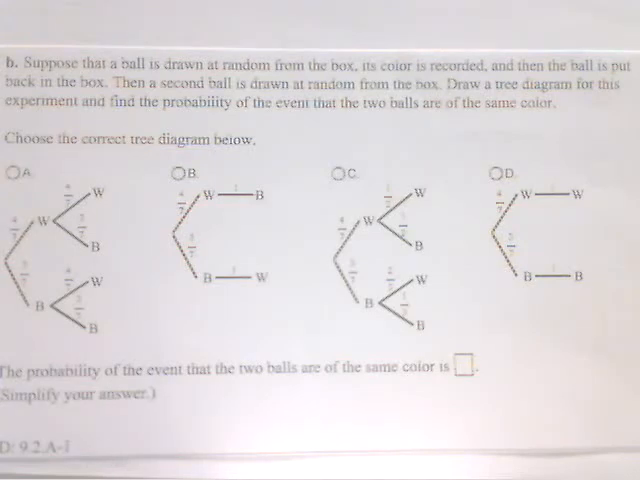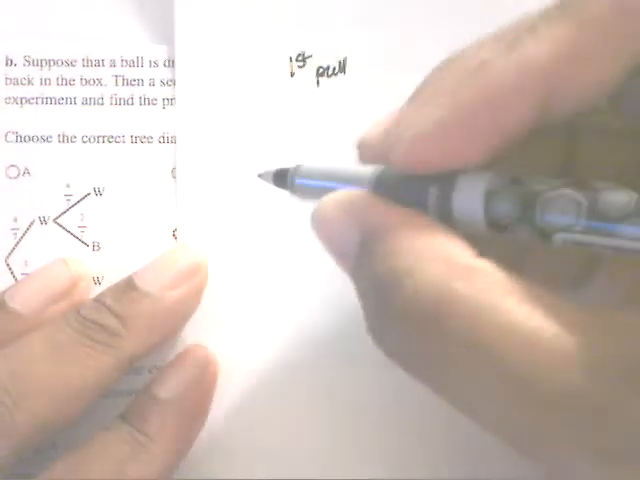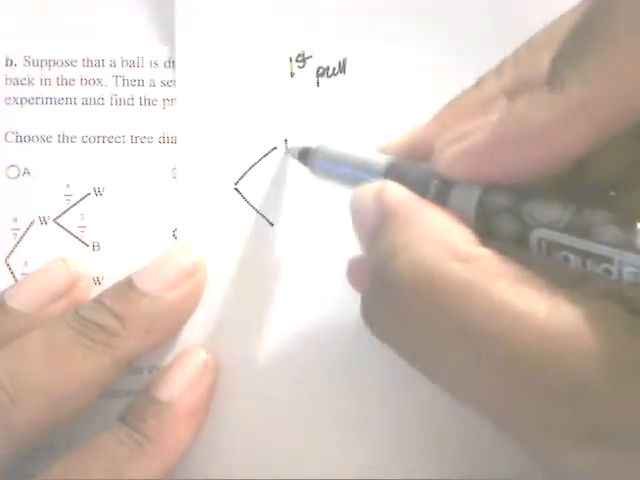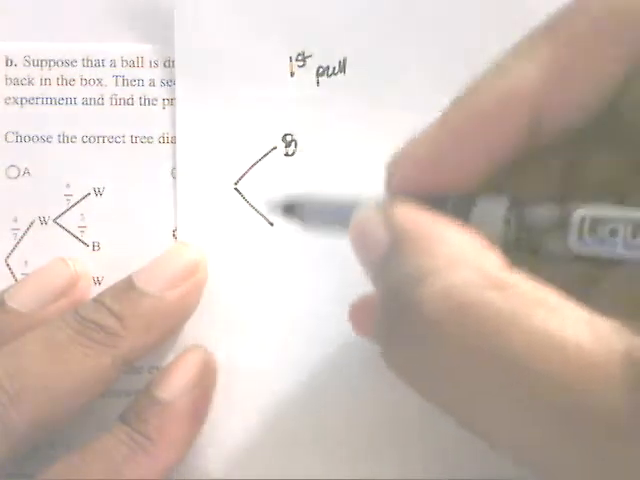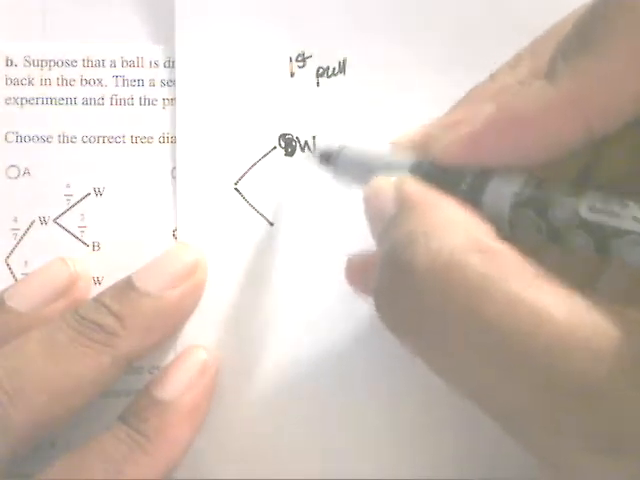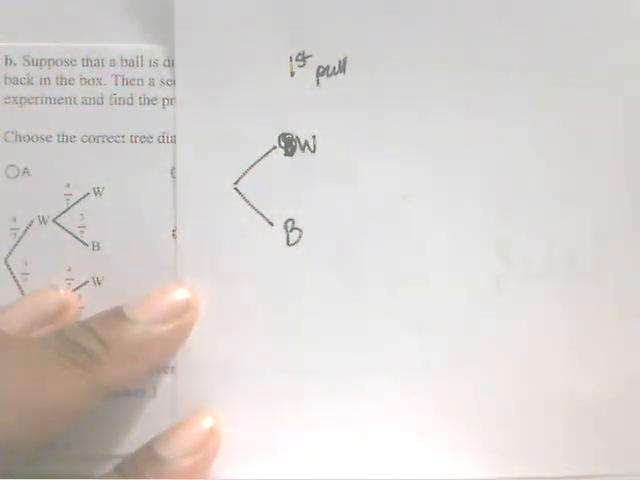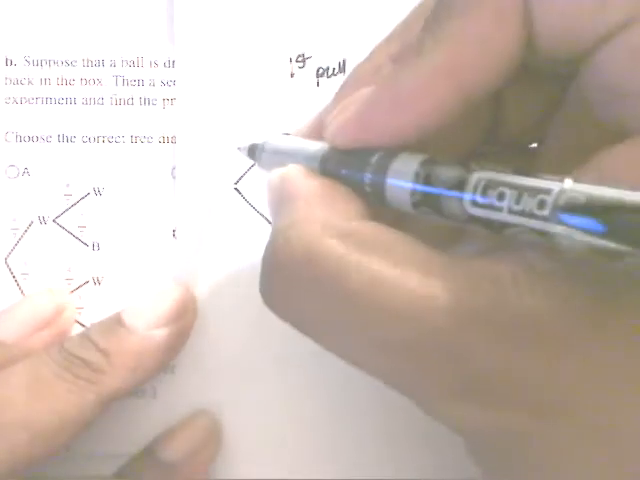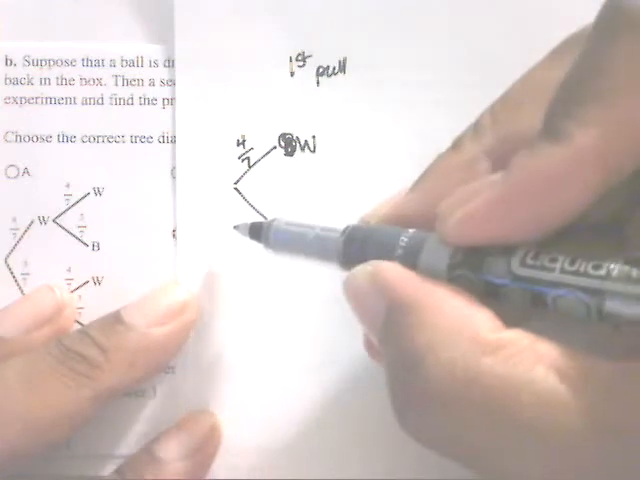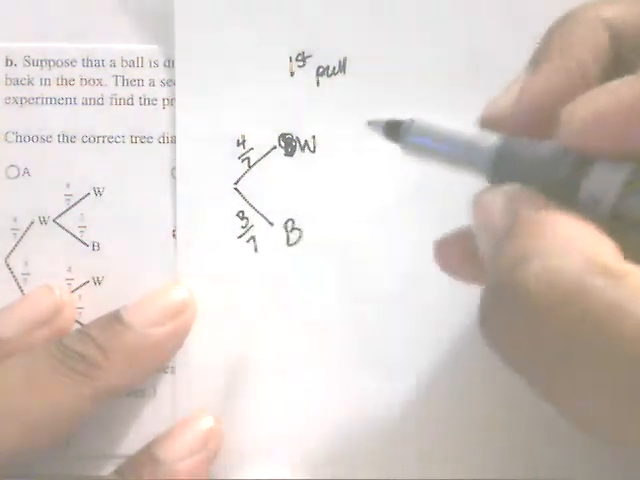Draw a tree diagram for this experiment and find the probability of the event that the two balls are of the same color. Okay, so in this case, I'll go ahead and draw the tree diagram. As you can see, on the first pull, you're either going to have a white or a black. There were, of course, 4 white balls, so the probability of pulling a white ball will be 4/7. The probability of pulling a black ball will be 3/7.